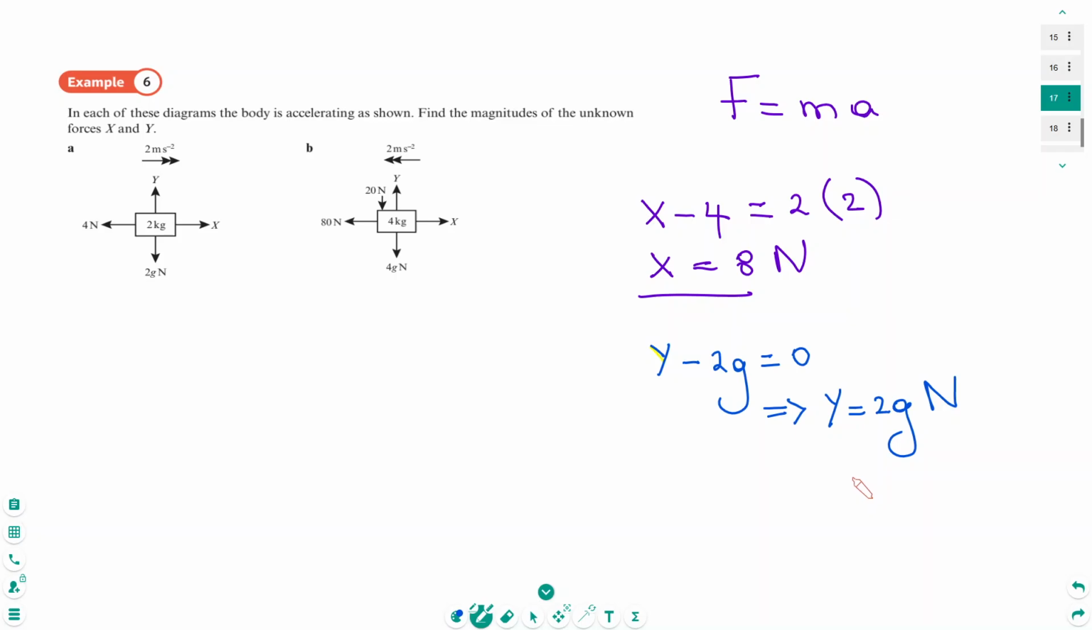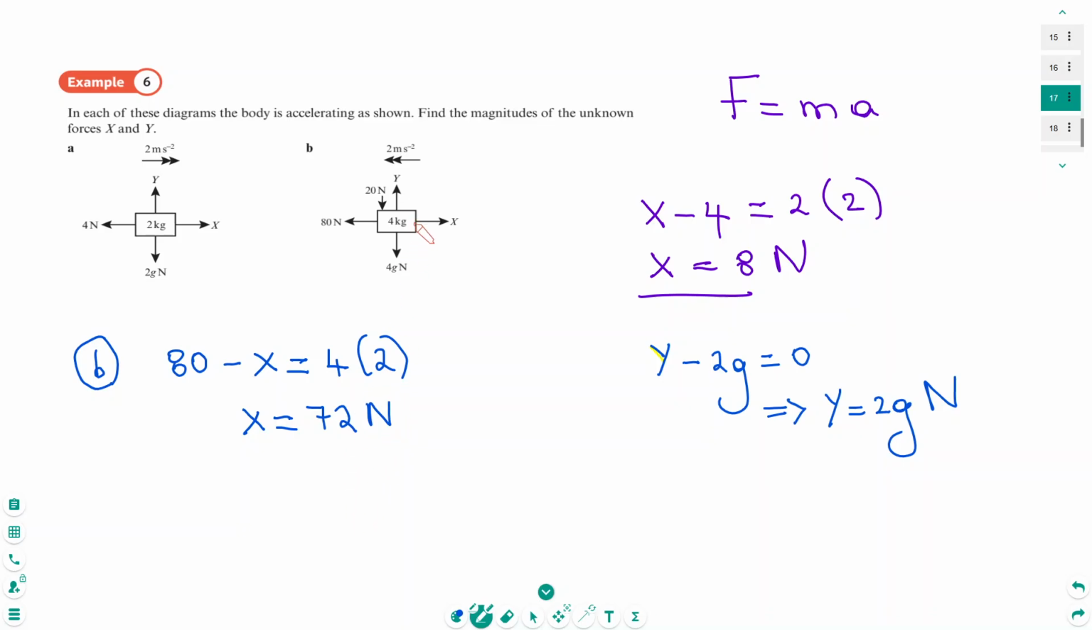We do the same for the second example. Here acceleration is to the left. The horizontal forces are x and the 80 newtons only. Because acceleration is to the left, we make positive the force that is going to the left. So the first equation we prepare for part B is 80 minus x, and we make this equal to the mass 4 times the acceleration 2. This equation gives you the value of the x force. This is 80 minus 8, so this is 72 newtons.